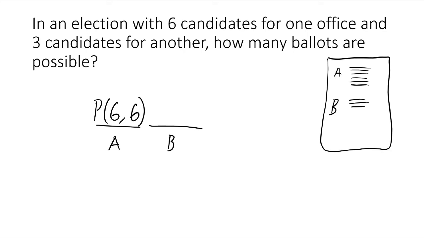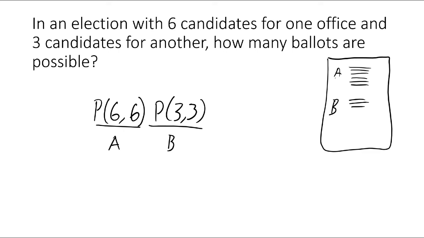All right, Office B is going to be similar. So there are 3 people running, and we want to rearrange all 3 names on the ballot. So permutation 3-3. All right, here's where it gets a little tricky. So if we multiply those two things together, we're going to get 4,320.